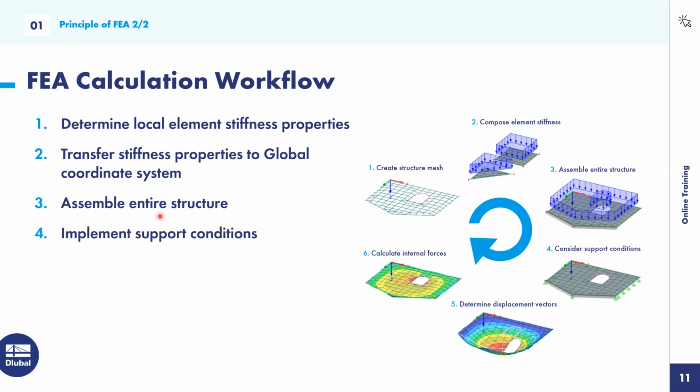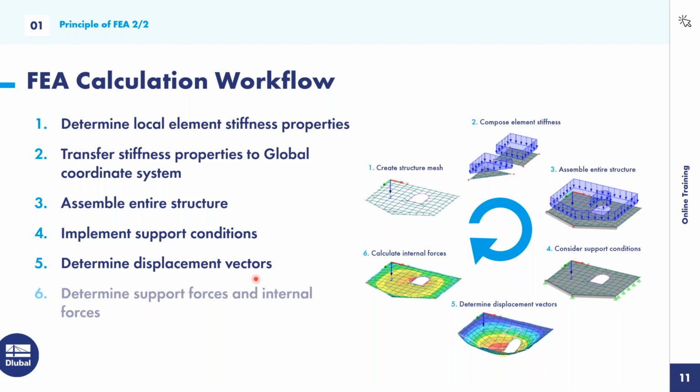Fourth step. So this is very important. This is where we implement our support conditions, or we add in our boundary conditions in the form of supports or external forces. And then the computer can then solve this system of equations and determine the displacement vectors. And last step, once the system of equations is solved, then the internal forces are calculated as part of the post-processing. So you get your internal forces, your deformations, and all of the static analysis results that you're looking for. And that's the end of it. So that is the FEA calculation workflow.